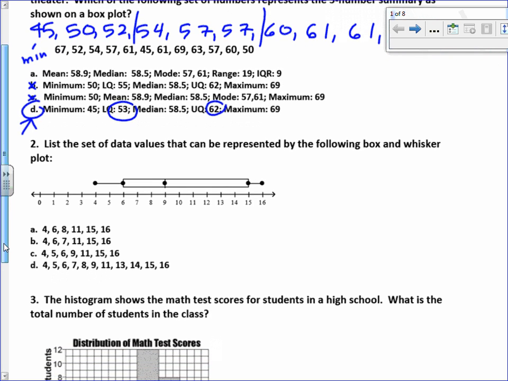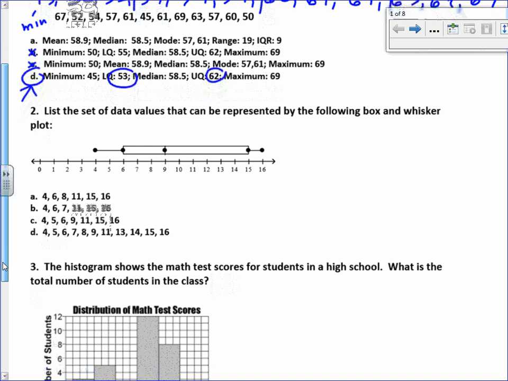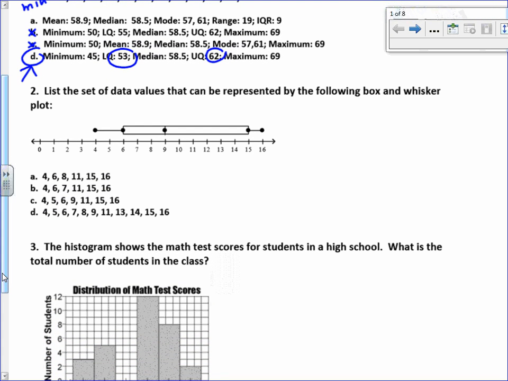So number 2, list a set of data values that can be represented by the following box and whisker plot. What's nice about these lists here, guys? They're already in order. So without rewriting anything, you can really identify your Q1, Q2, and Q3 right from here. The mins and the maxes are the same for all 4 lists, so that doesn't help us eliminate anything. So now let's see. Our Q1 is 6. Our Q2, or median I should say, is 9, and our Q3 is 15. Everyone agree?